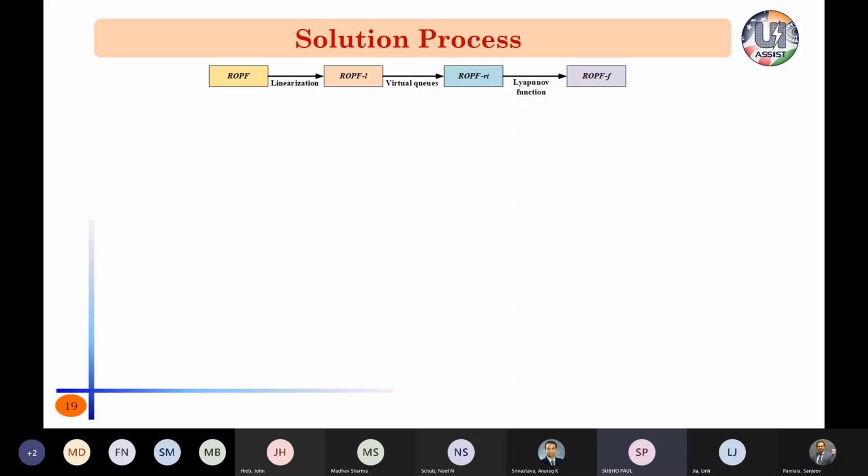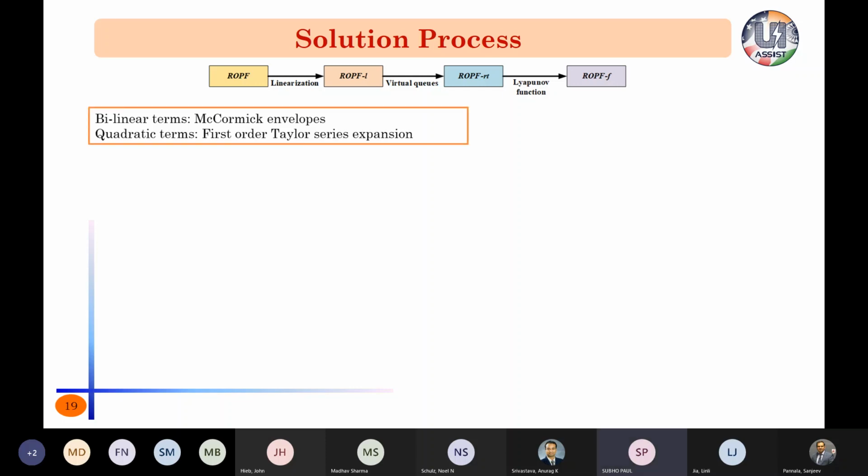Then with the help of virtual queues, we get rid of these time-average stochastic functions, and then after using the Lyapunov functions, we get the final mixed integer linear programming. So the nonlinear or non-convex constraints are linearized with the help of McCormick envelopes, and the quadratic equality constraints have been linearized with the first-order Taylor series expansion.